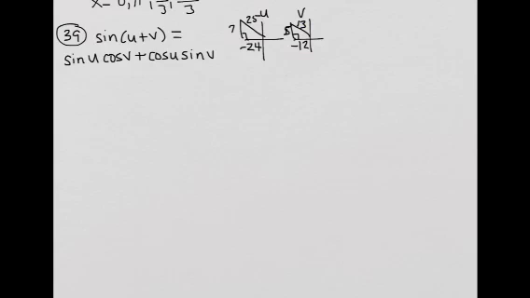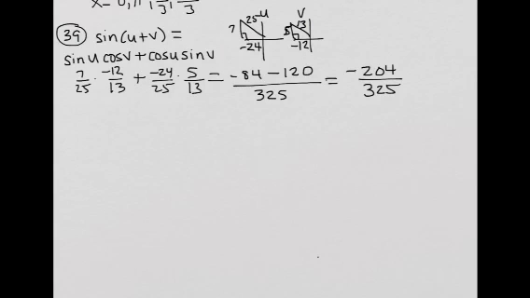Okay? So sine of u, 7 over 25, cosine of v, negative 12 over 13, plus cosine of u, negative 24 over 25, times sine of v, 5 over 13. So you put this all together and simplify it. You get, simplify the numerator, negative 84 minus 120, because remember it's negative times a positive, so you get a negative. Denominator 25 times 13 is 325. When you combine the two, you get this.